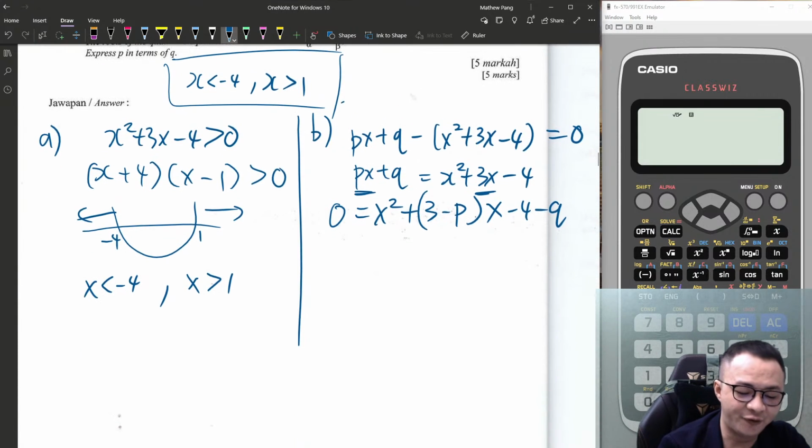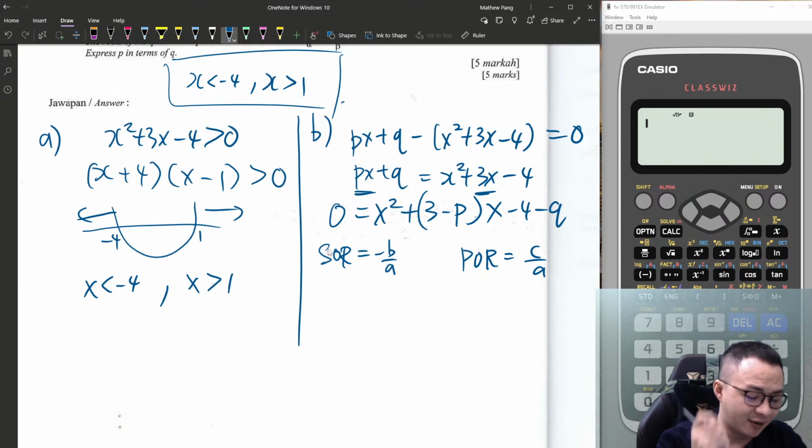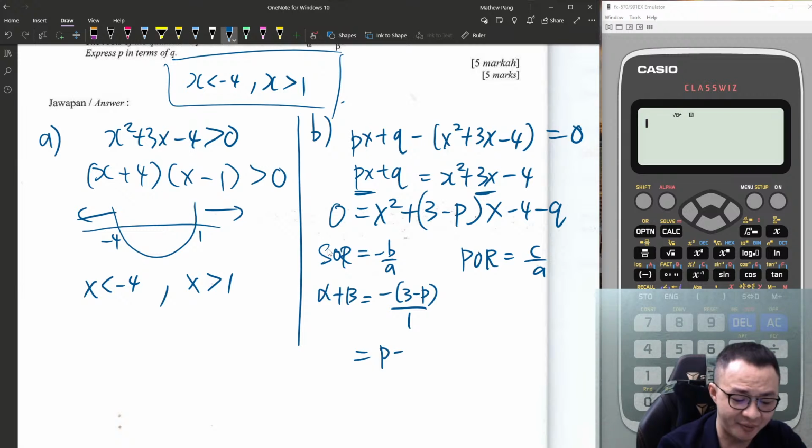Alright, then from this quadratic equation, I can take my sum of roots, right? A lot of students should know sum of roots is minus b over a, and product of roots is basically c over a. So I'm going to take the sum of roots here, which is alpha plus beta. B in this case is 3 minus p, over a which is 1. So this one is basically p minus 3. Yeah, I got the value for alpha plus beta.